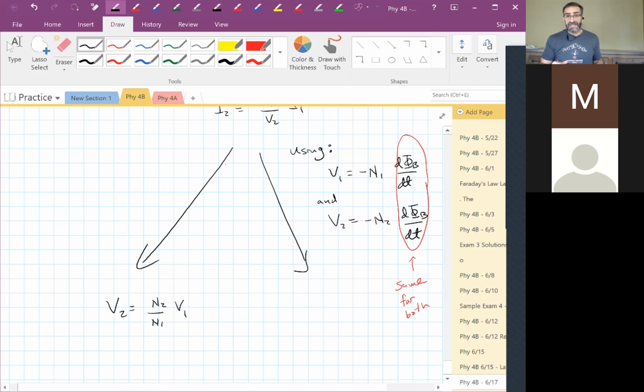It's the turns ratio. If we have more turns on the output side than the input side, we get more voltage out on the output side than we're putting in. The voltage is being stepped up. If we have fewer turns on the output side, we get a smaller voltage than we're putting in. The voltage is being stepped down. That's called a step down transformer versus a step up transformer.